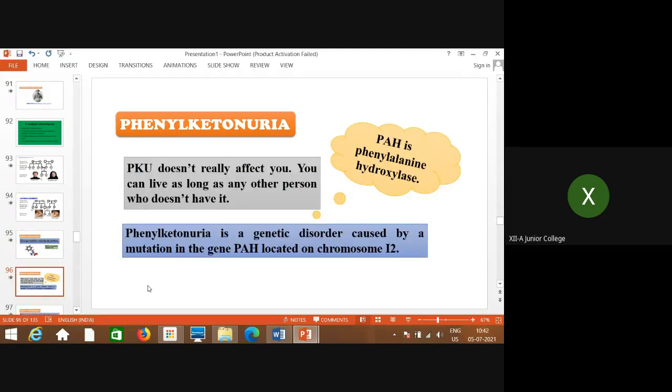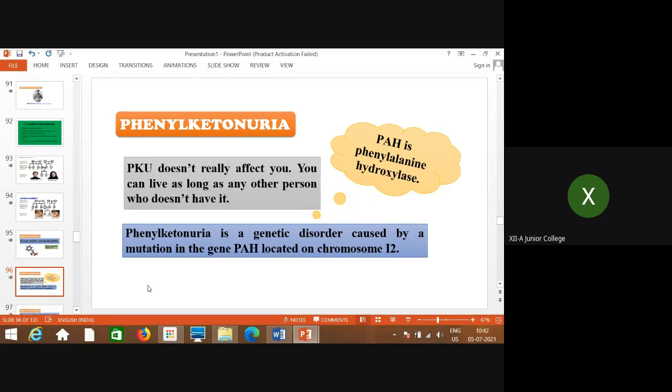What is that exactly? Phenylketonuria doesn't really affect you. You can live as long as any other person who doesn't have it. That means a normal person, he can live life as a normal person. Only the thing is what?